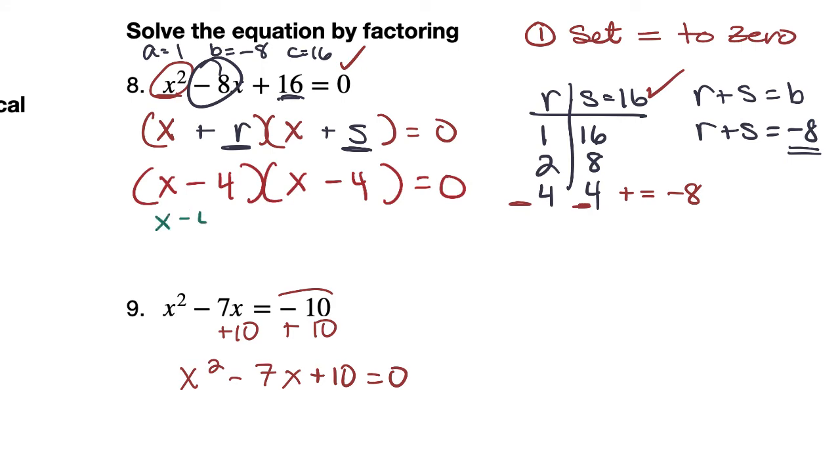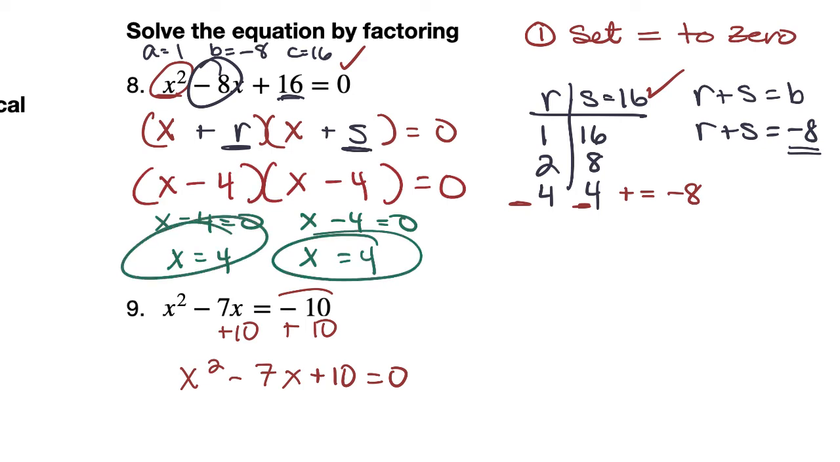Set each factor equal to 0 and solve it. Add 4, you get 4 on the right side. Add 4, you get 4 on the right side. So two answers, x is 4 or x is 4.